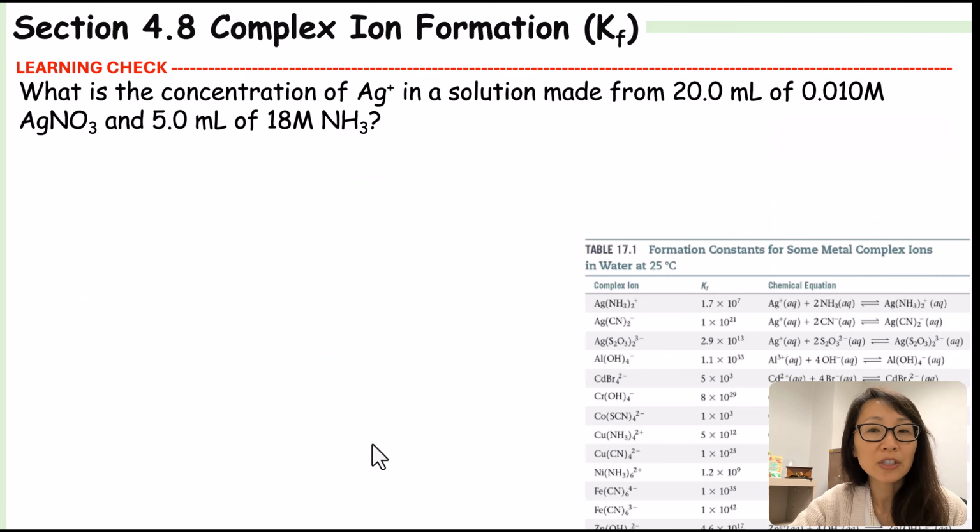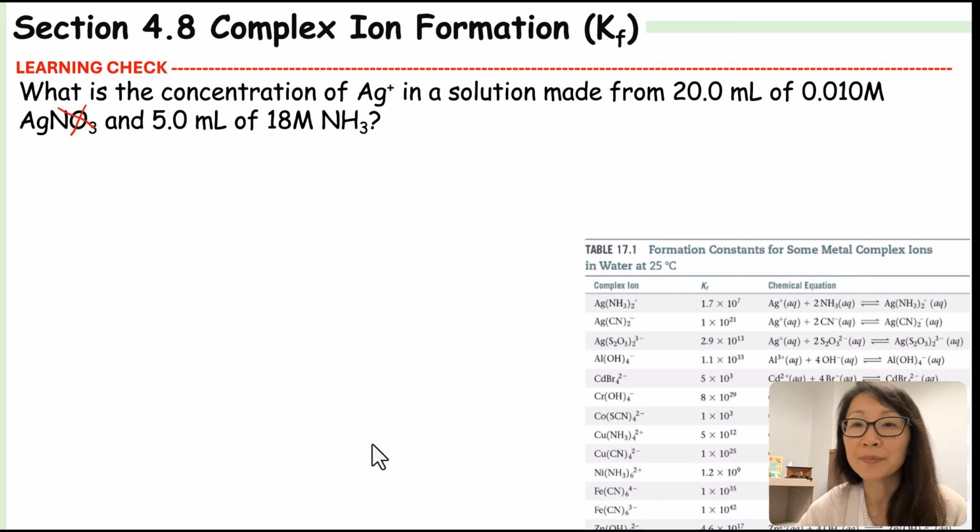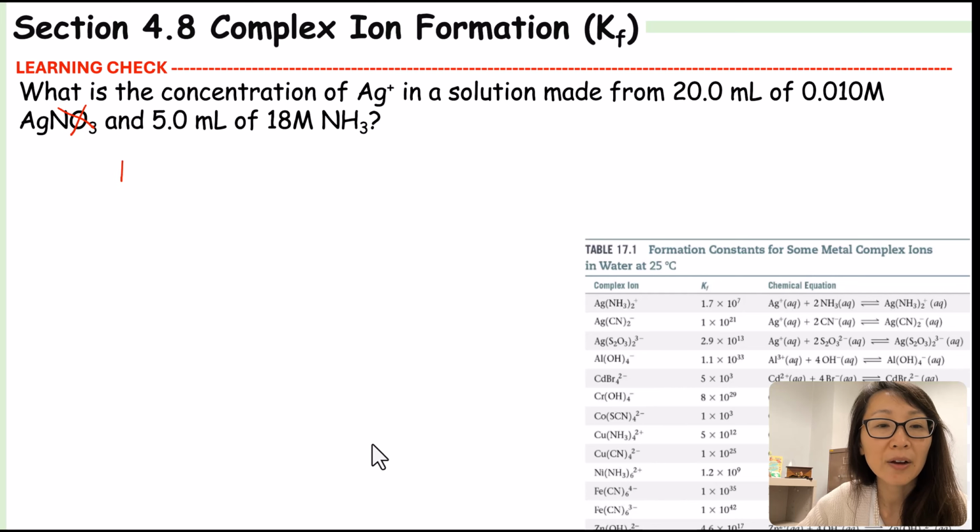Now let's do a learning check based on what we have learned so far. What is the concentration of silver in a solution made of 20.0 milliliters of 0.01 molar silver nitrate and 5.0 milliliters of 18 molar ammonia? Here we first want to take out the spectator ion, and I can see that nitrate is a spectator ion. Then we look at how this is going to form a complex ion. We have silver, we have ammonia. What does it form?